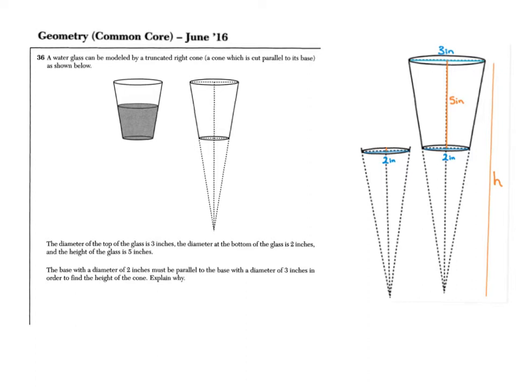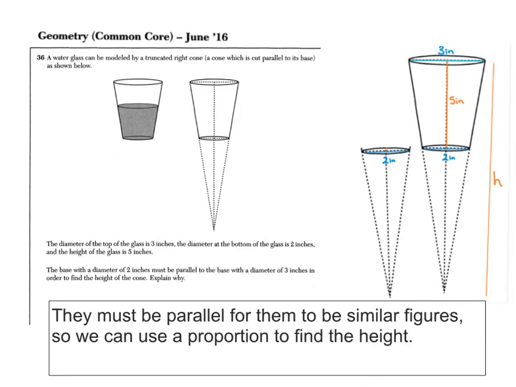In order to find what the height of the cone on the bottom is that would be remaining, you will need to use a proportion, and you can only do this if you have similar figures. That is why the two bases must be parallel to each other in order to find the height.